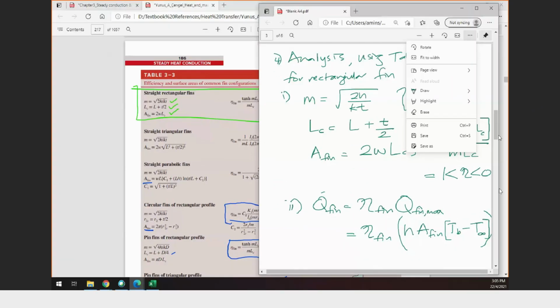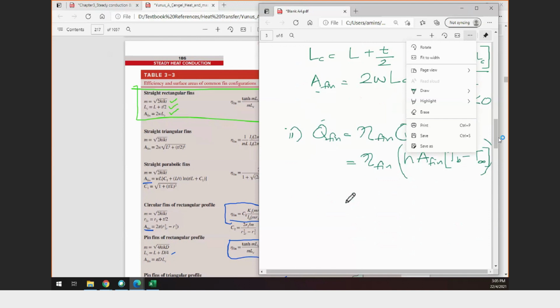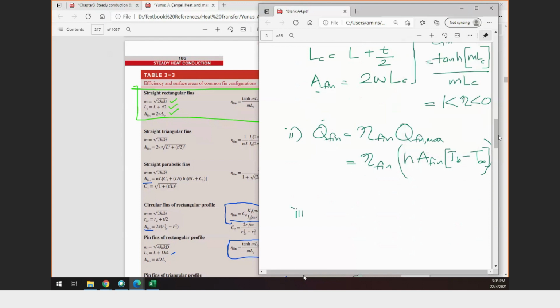Okay, so the A fin you get from here, the base temperature is given, the T surrounding is given, and the fin is from the question answer number 1. Okay, and the last one, effectiveness. Effectiveness of the fin is equal to, if you already calculated Q fin, which is the answer from number 2, divided by Q no fin.